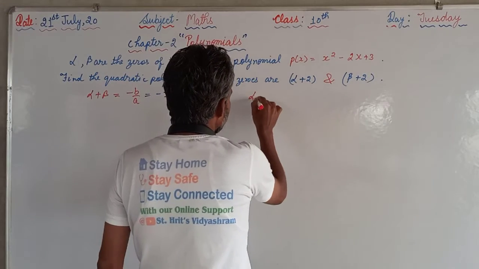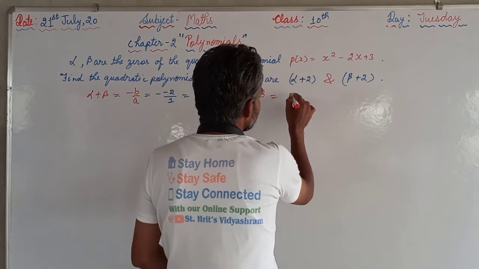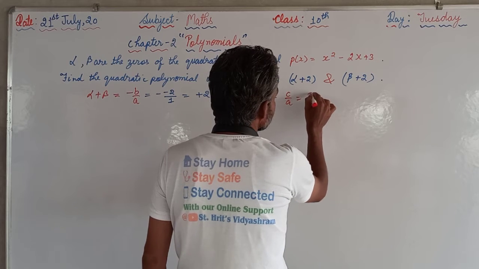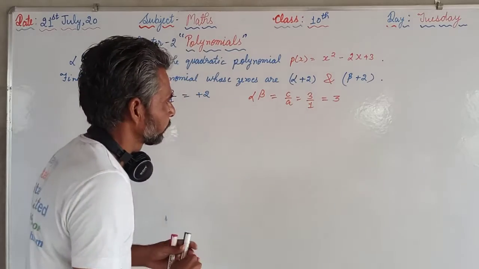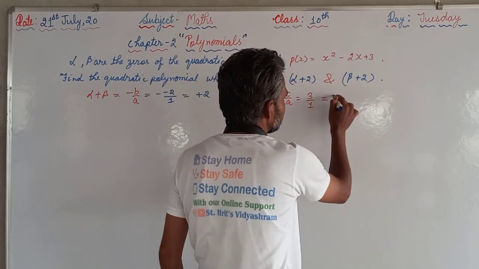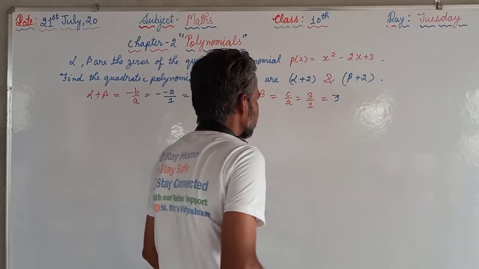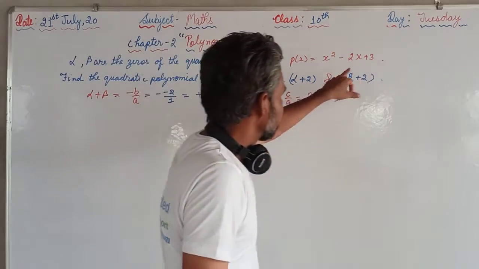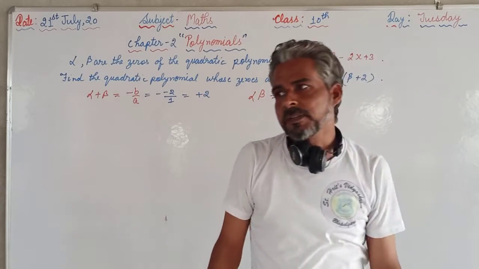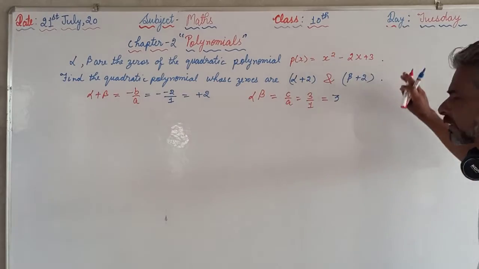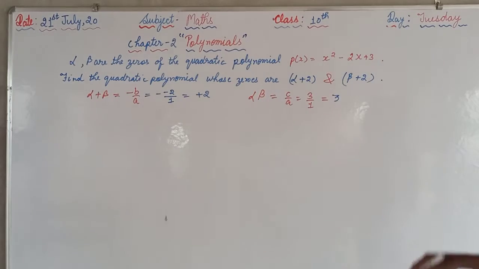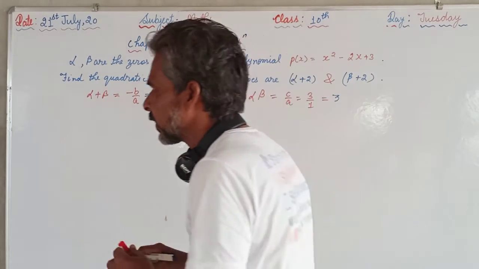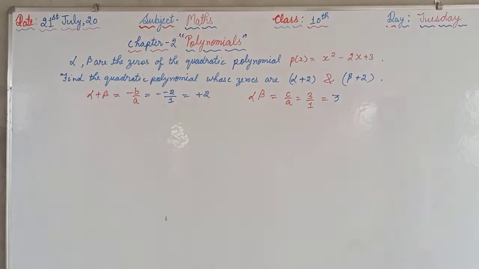At the same time, alpha beta will be equal to c upon a, that is 3 upon 1, that is 3. We can write it in blue so that it is visible properly. b is the coefficient of x and a is the coefficient of x square, and c is the constant term, as we can compare with the general form, that is ax square plus bx plus c, where a is the coefficient of x square, b is the coefficient of x, and c is the constant term.